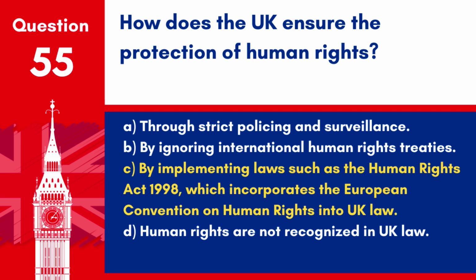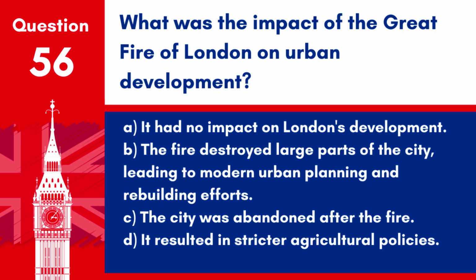Answer. C. By implementing laws such as the Human Rights Act 1998, which incorporates the European Convention on Human Rights into UK law. The UK upholds human rights through robust legal frameworks that ensure rights and freedoms are respected and protected. Question 56. What was the impact of the Great Fire of London on urban development?